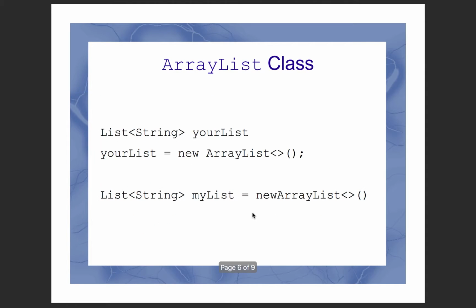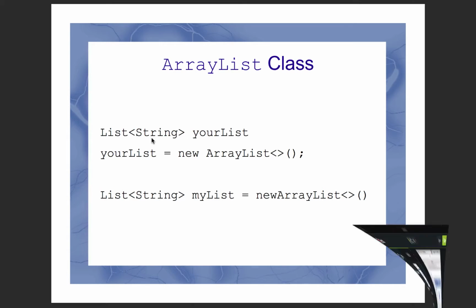So how do we declare an array list? Say for example, you have List and you have String. That basically says that you are declaring an object named your list, and this object is of the list interface or list class type, and it can keep only string information. So we are creating a list that can keep only string information. Then you have to create some memory space for your list.